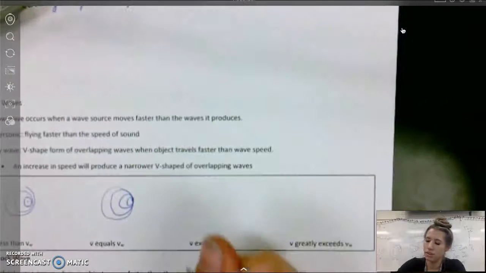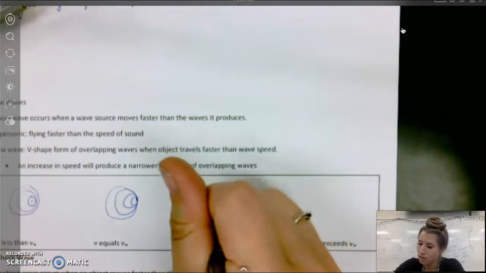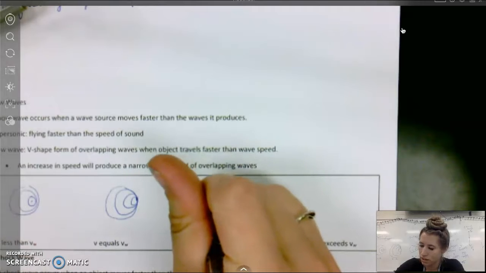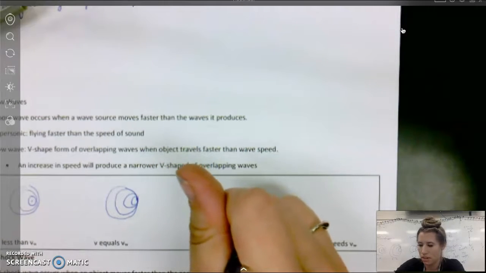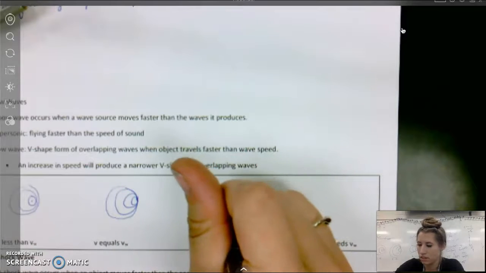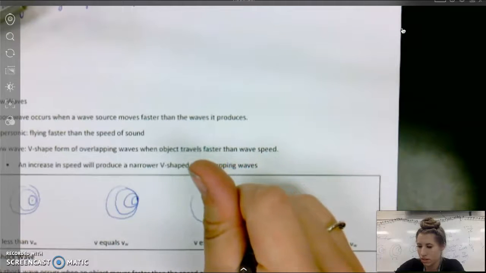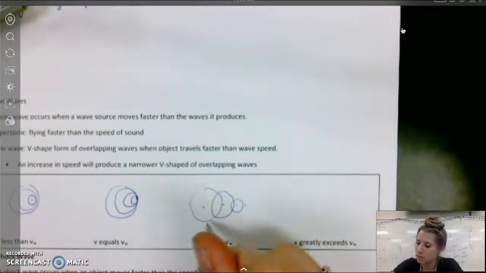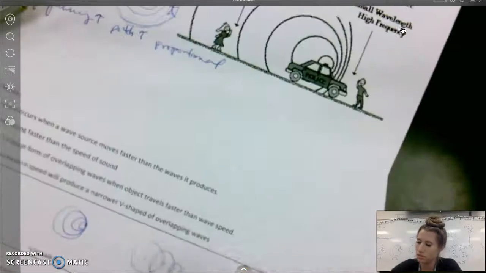Now, when the velocity of the object exceeds the wave that it's creating, so it's like we have this object, okay, and it's going to create a wave, but then it's going to exceed. It's going to go faster than the wave that it's creating. Okay. Then what happens is we get something called a bow wave, and it's this V shape that occurs.